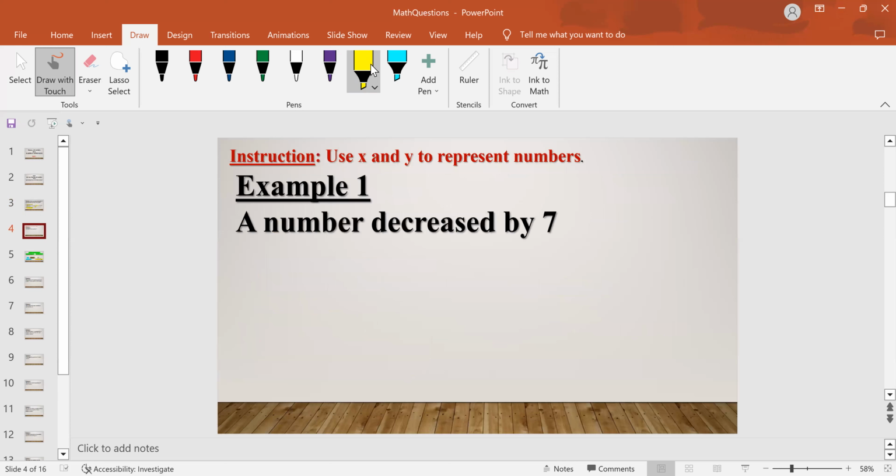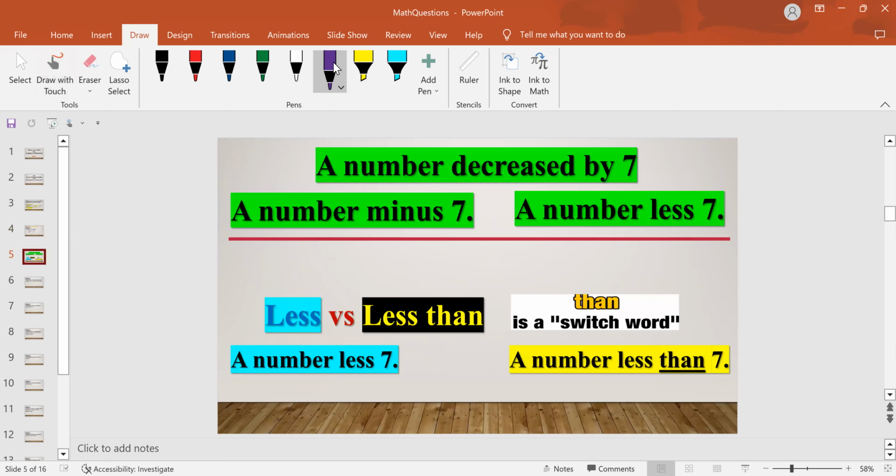Example 1. A number decreased by 7. This is the instruction. Use X and Y to represent numbers. So when they say a number decreased by 7, that number will be represented by X. So you have X minus 7. So decrease means minus.